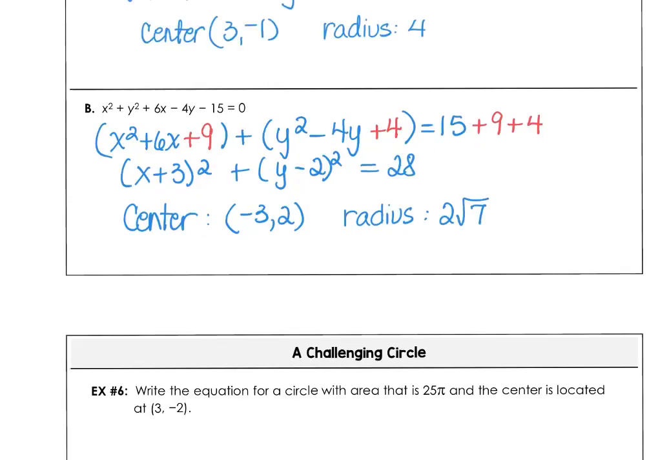If you worked everything out correctly, you noticed that you needed to regroup the 6x with the x terms and the -4y with the y terms. You took half of 6, that's 3. 3 squared is 9. Then half of 4, that's 2, and 2 squared is 4. So you added 9 and 4 to both sides of your equation. Your equation for your circle looks like this, with the center at (-3, 2), and the radius at the square root of 28, which simplifies to 2 square roots of 7.